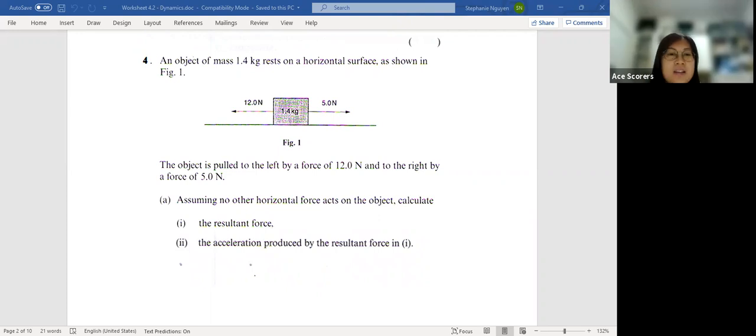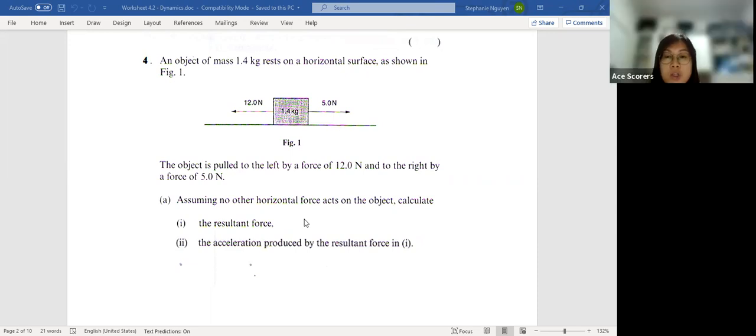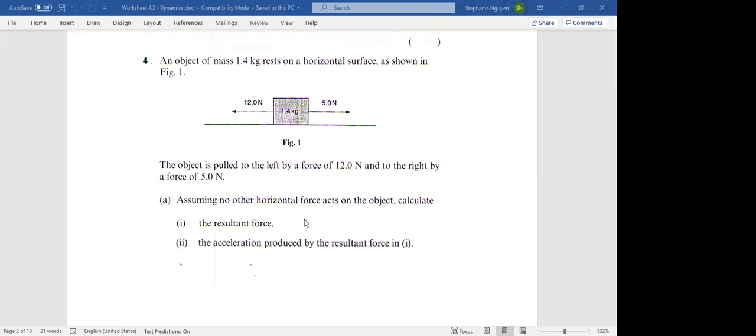Now, how is it, Jane? Could you do the question? What is the resultant force? 7 Newton. So that's by taking 12 minus 5, which is 7 Newton. Okay, so can you work out the acceleration first?